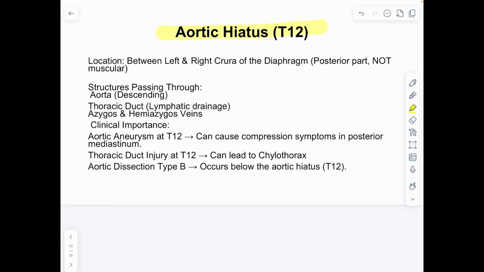And finally is the aortic hiatus. We know the structures which pass through this are the aorta, the thoracic duct, and the azygos and hemiazygos veins. The clinical importance is the aortic aneurysm, which can cause a compression syndrome in the posterior mediastinum, and thoracic duct injury at the level of T12 can lead to chylothorax. You know that it is a milky pleural effusion due to leakage in the lymphatic system. And aortic dissection type B, which occurs at the level of the aortic hiatus again. So these are the clinical associations through which the question can be framed in your examinations.